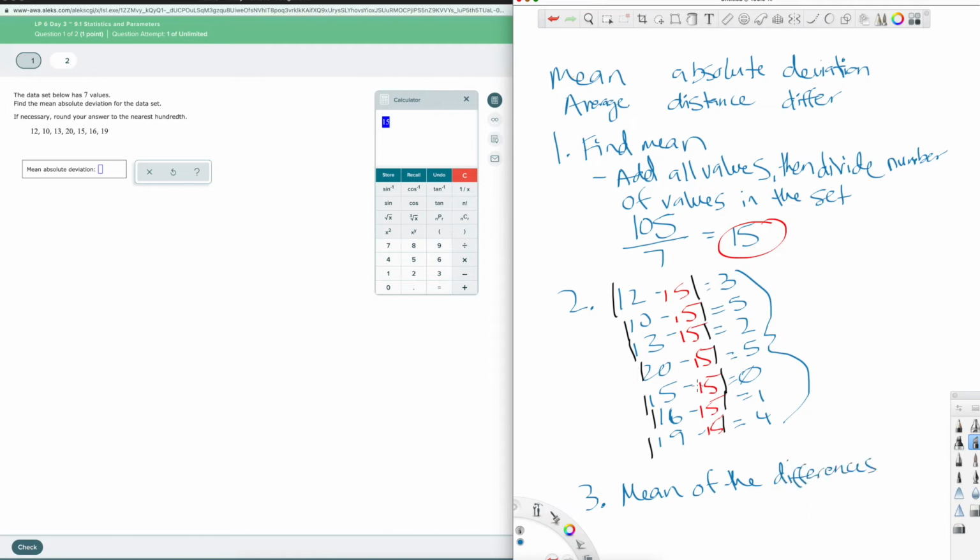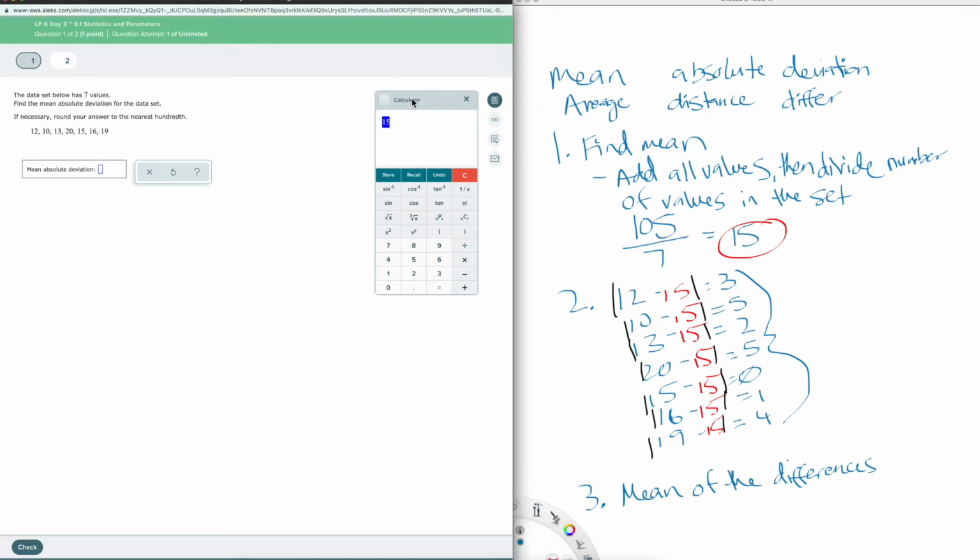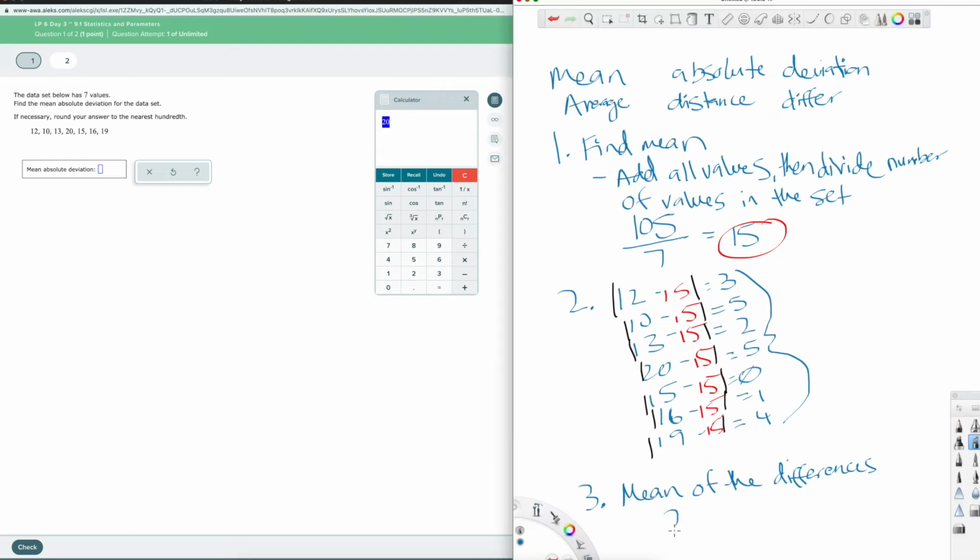So again, to find the mean, I need to total them all up. Just like here, I'm going to add all the values, then divide by the number of values in the set. There should still be the same number of values. They're going to be different values, but there should still be 7 of them because I subtracted from the 7 numbers we started with. So let's go over here. We have 3 plus 5 plus 2 plus 5 plus 0 plus 1 plus 4. So that's 20 divided by 7. Because there's 7 numbers here. 1, 2, 3, 4, 5, 6, 7.